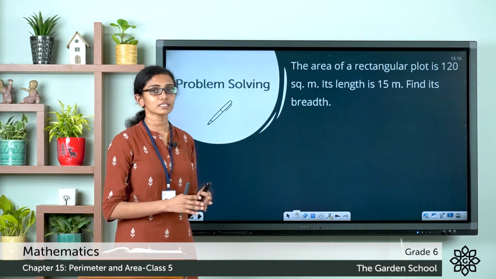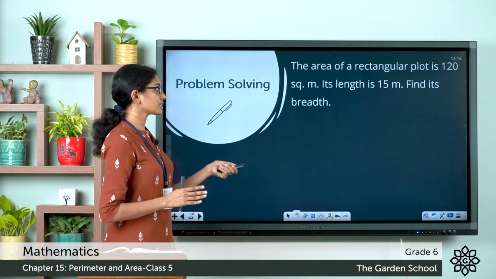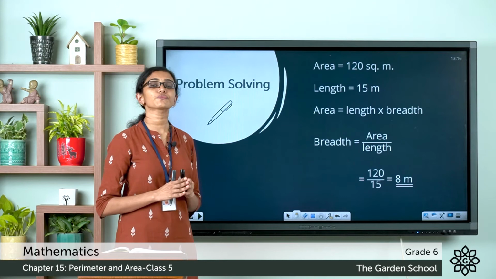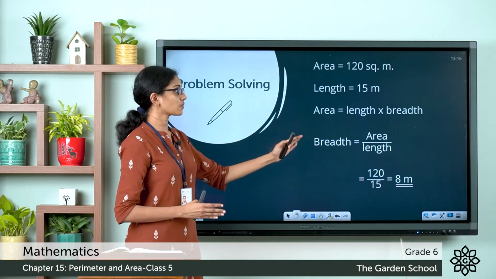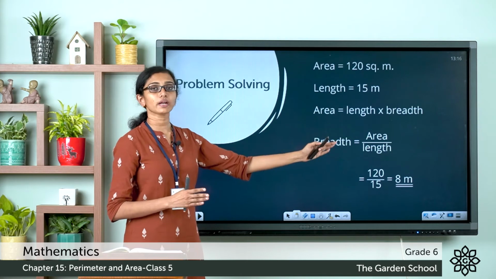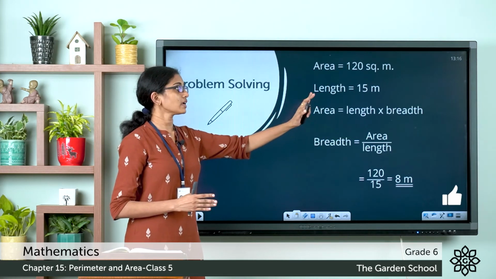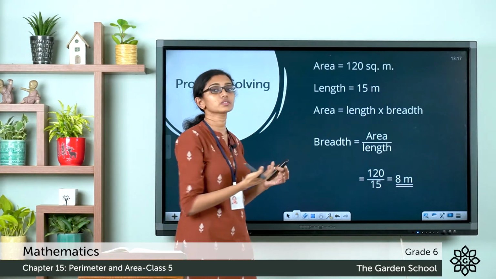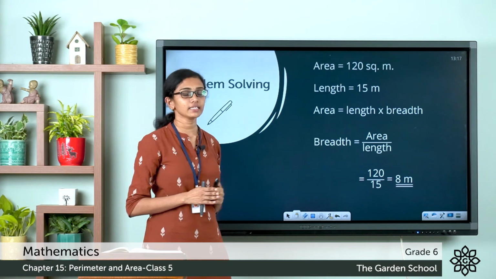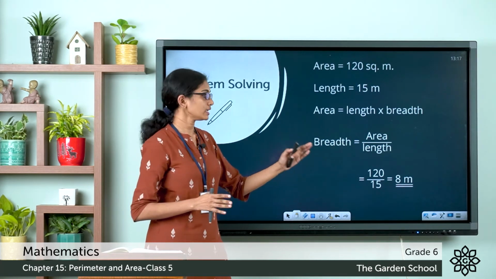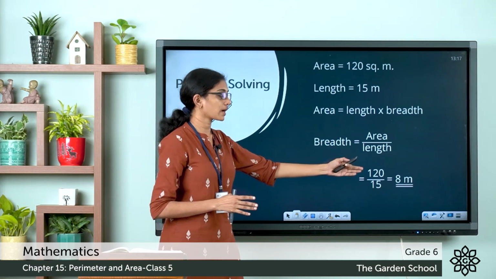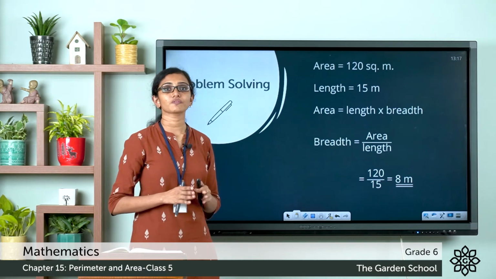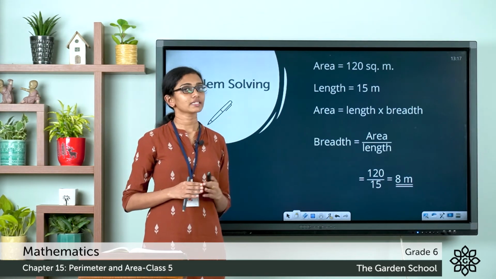So from the data given to us, let's write down the steps. So the area is equal to 120 square meter and the length is given as equal to 15 meter and we know area of the rectangle is equal to length into breadth. Area is given, length is given. How do we find out breadth from this? We can divide area by length and find out the breadth. So breadth is equal to area by length and that is equal to 120 divided by 15. 120 square meter divided by 15 meter and that gives you 8 meter as the breadth of this rectangular plot. So I hope this example is clear to you.